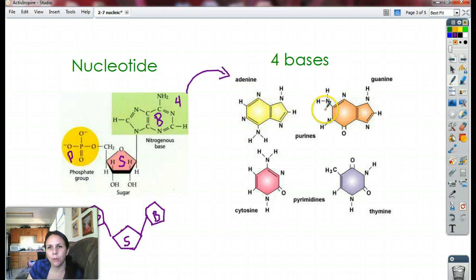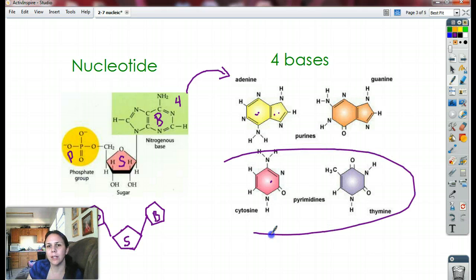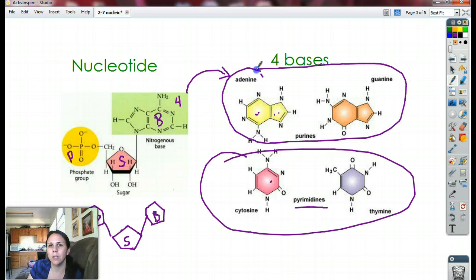So the 4 different bases, they come in 2-ring varieties and 1-ring varieties. The 1-ring varieties have a fancy name called pyrimidines. So the bases that have 1 ring are referred to as pyrimidines. Now the ones that have 2 rings, like these 2 up here, are called purines. So we have pyrimidines and purines. So I can take any one of these 4 and plug it in right here, and that'll give me my 4 different bases, my 4 different nucleotides.